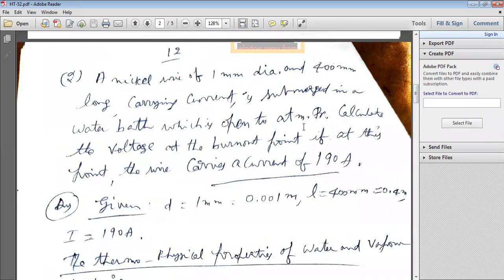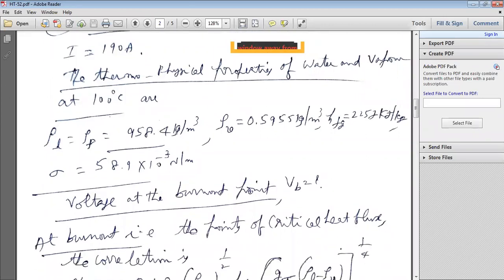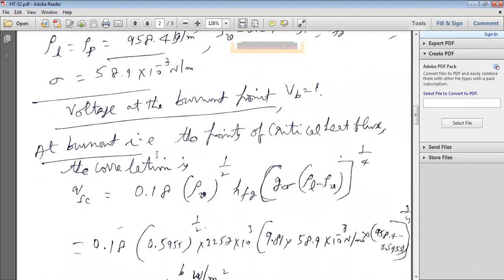So here, water is at atmospheric pressure, that is, saturation temperature 100 degrees centigrade. That's why you have to note down these parameters from the data book: density of liquid, density of vapor rho v, hfg the latent heat of vaporization, and surface tension, 58.9 times 10 power minus 3 Newton per meter. At this point, what will be the burnout voltage VB that is to be calculated? For that, at burnout, you have to calculate the critical heat flux.